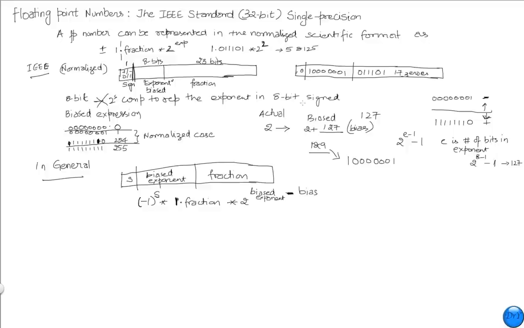So let's apply this formula to see if we can get back the original number. When I do that, I get minus 1 to the sign, and in this particular case the number is positive, times 1.011101 times 2 to the power of 129 minus 127. That gives me 1.011101 times 2 to the 2, which is 101.1101.